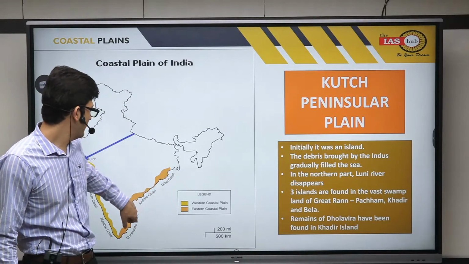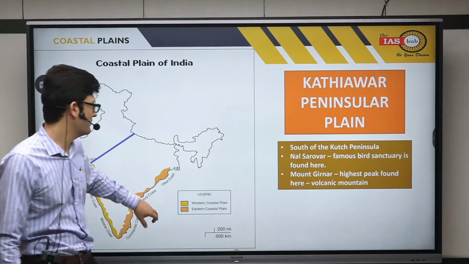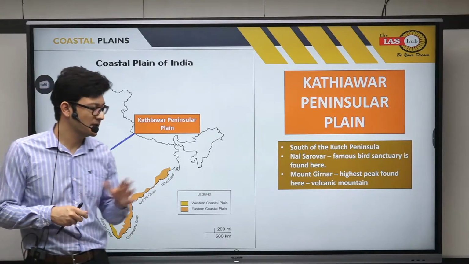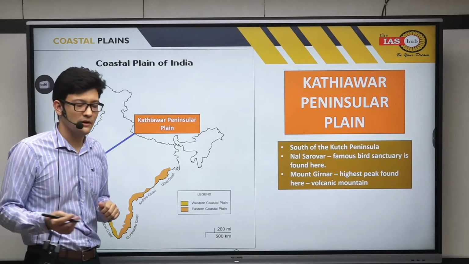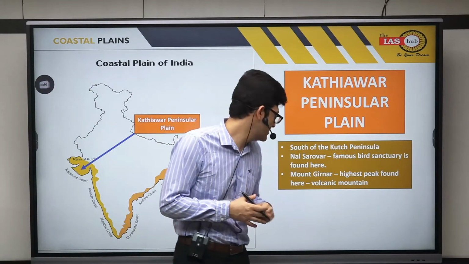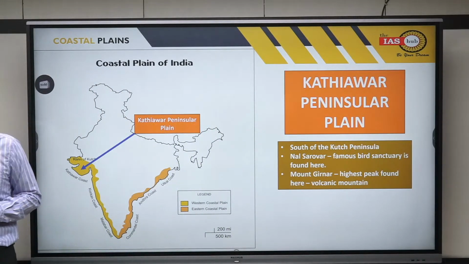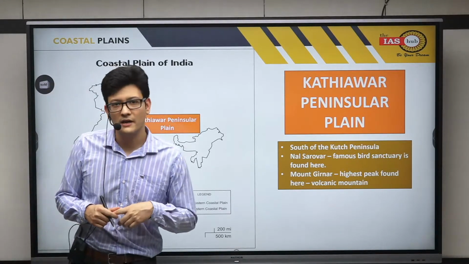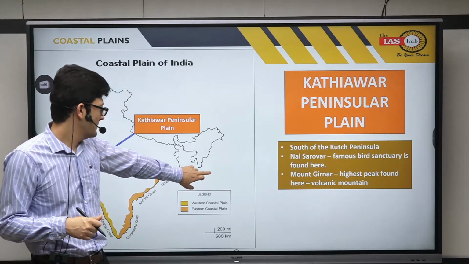So, moving on to the next coastal plain, which is the Kathiawar coastal plain. It lies in the southern part of Kutch Peninsula. Then we have Nal Sarovar, a very famous bird sanctuary, which is located in this region, and Mount Girnar, which is of volcanic origin. It is also found in this region. Mount Girnar is found in the southern Kathiawar Peninsula.